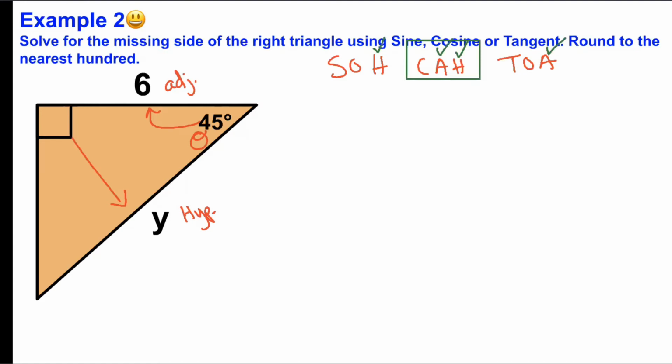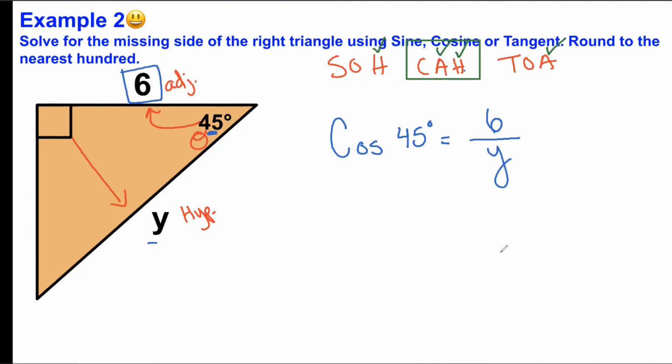All right, so let me go ahead and bring up my tool. I'm going to go ahead and write it like this. I'm using cosine, so I'm going to write cosine, then my angle measurement, 45 degrees, equals adjacent over hypotenuse. Adjacent over hypotenuse. All right, so let's go ahead and write our ratio. Adjacent here in this case is 6. And hypotenuse here in this case is y.